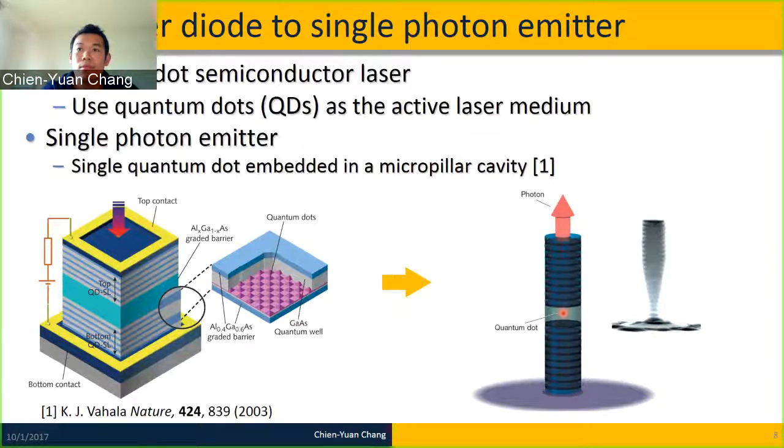The one I show on the right is a single photon emitter. We have a few layers of mirrors, called Bragg reflectors, or just mirrors. You have a quantum dot embedded in the center of this pillar, and the photons are emitted and very confined in the z direction. We can control the photon frequency a little bit, but not too much. We can control how fast we want to excite the quantum dot and get a very nice single photon.